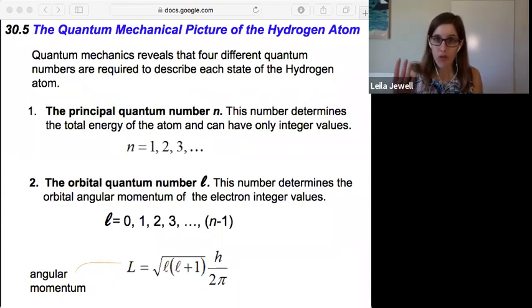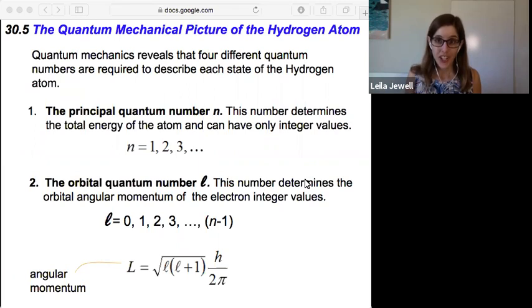But it turns out that there's 4 different quantum numbers we need in order to determine the state of each hydrogen atom. So the first is the principal quantum number n. This is the same one that Bohr came up with. It determines the total energy of the atom, and it can only have integer values. So the lowest value n can have is 1, then it could have 2, it could have 3, and in general, the higher the n value, the larger amount of energy you have. So at this point, perfect agreement between Bohr and the quantum mechanical picture.